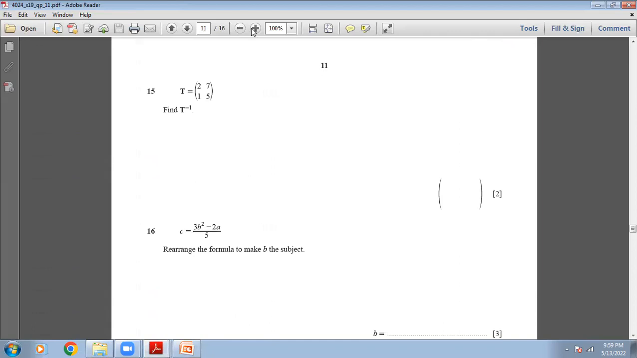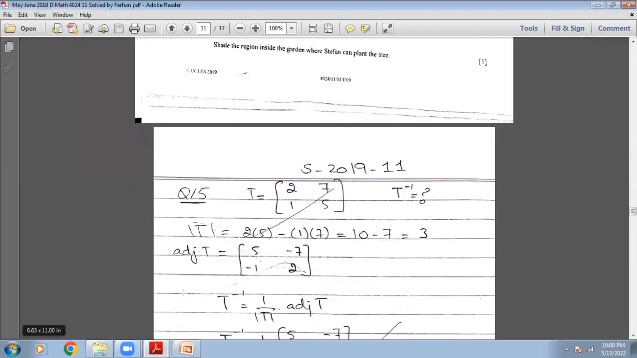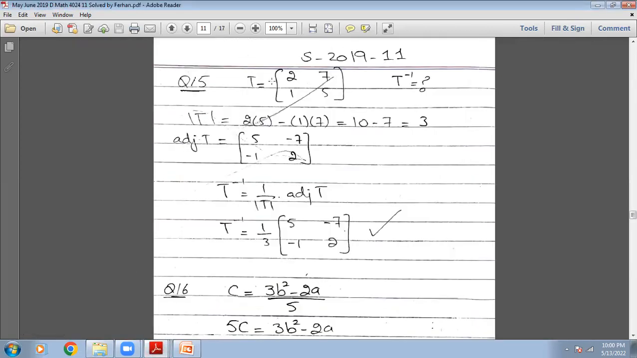Okay, so we are going to the next question. The next question is very simple. It says matrix T is given 2715. They want you to find out the inverse of this matrix. If you want to find the inverse of a matrix, very simple. The procedure: first of all, find its determinant, then find its adjoint, and then the formula for the inverse is 1 by determinant multiplied by the adjoint of that matrix. So let me show you how I have done this. Okay. So here you can see the matrix T is given. T inverse is the question.